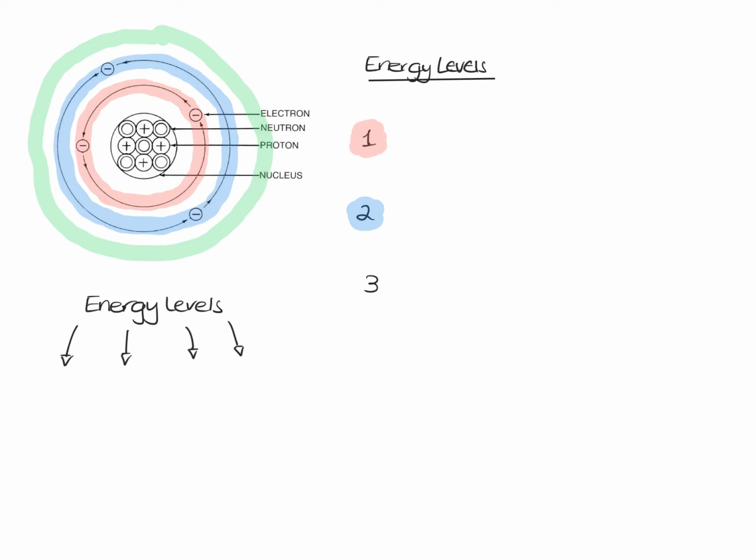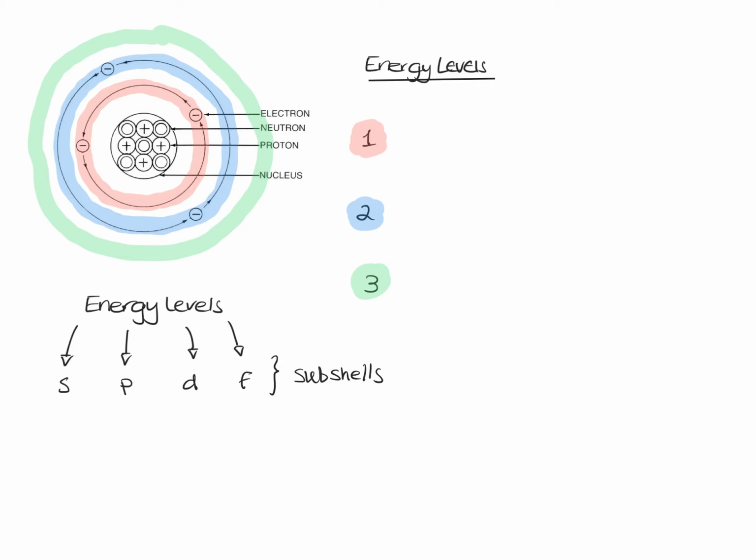Now, each of those energy levels or shells is made up of subshells. So if we look at the energy levels as a whole, each of them is broken down into up to 4 different subshells, and we call them the S subshell, the P subshell, the D subshell, and the F subshell. These are subshells or sublevels.